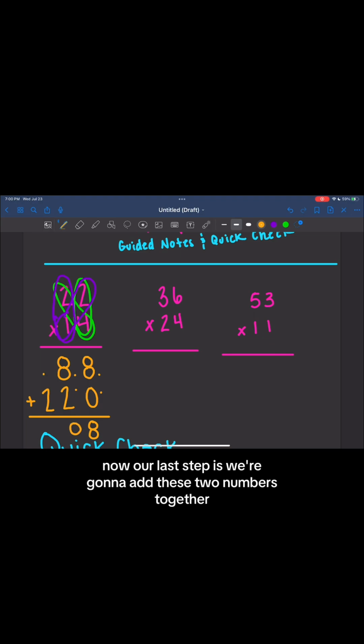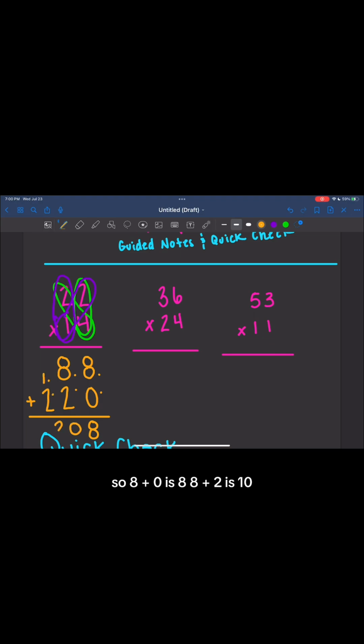Now our last step is to add these two numbers together. 8 plus 0 is 8. 8 plus 2 is 10. Carry that 1 just like normal addition. And 1 plus 2 is 3, to give you an answer of 308. Now we're going to move on to our next one.